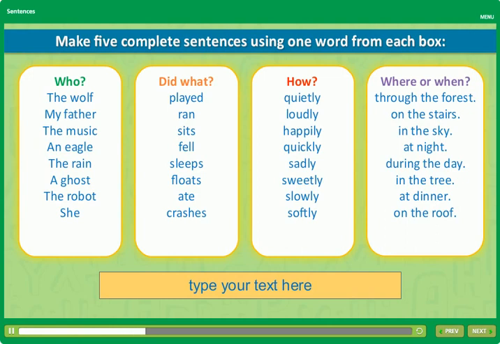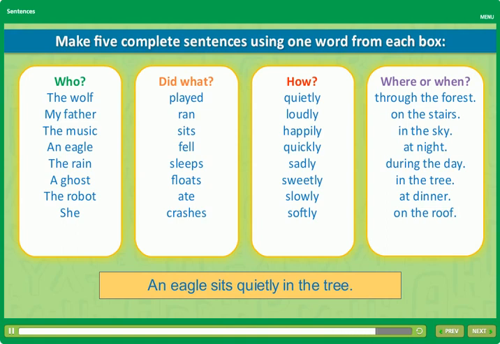For example, an eagle sits quietly in the tree. Read out the sentences to make sure they make sense and sound right.